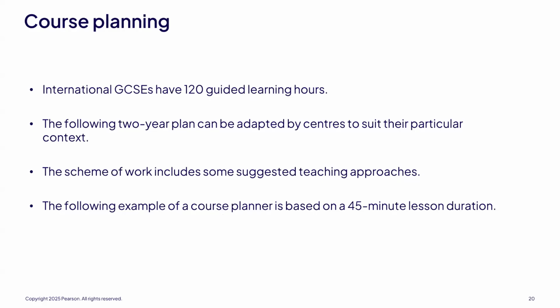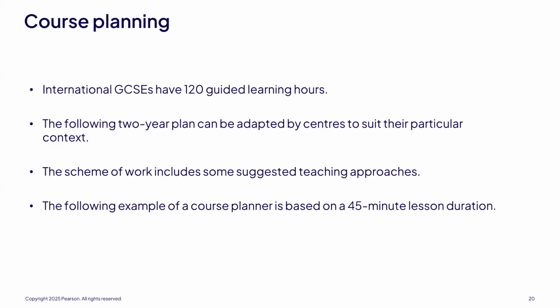In terms of course planning, just like the linear course, the international GCSEs have 120 guided learning hours. There's a 2-year plan that we're going to have a look at in a moment. It's the next slide, which can be adapted by centres to suit the context in your country. The scheme of work includes some suggested teaching approaches. The course planner is a Word document, so you can manipulate it to suit your teaching and how your lessons are divided. This one is based on 45-minute lessons, but obviously it can be changed.